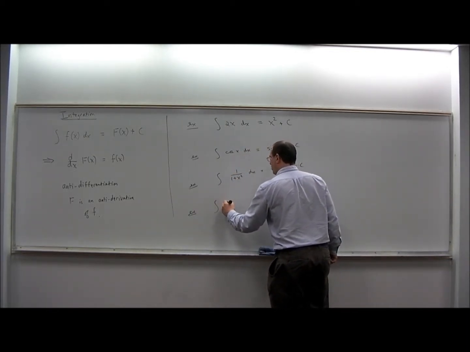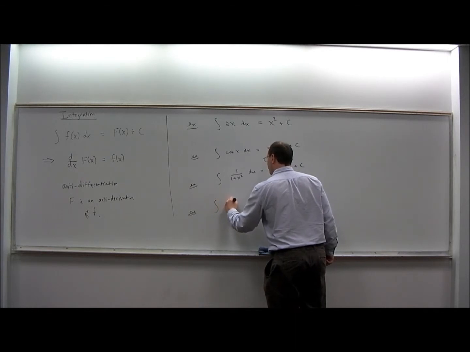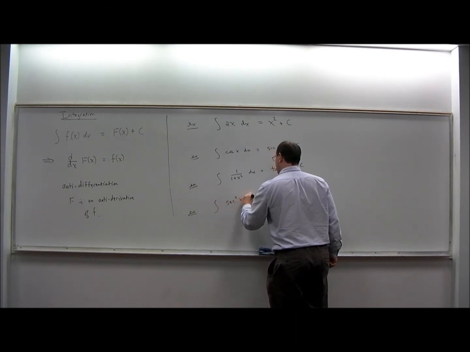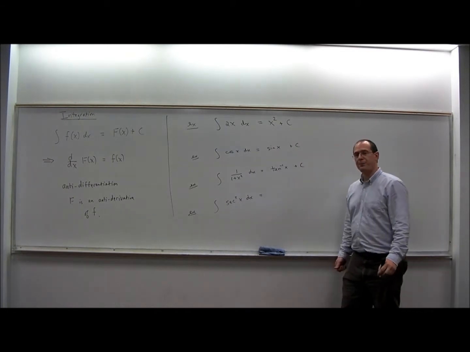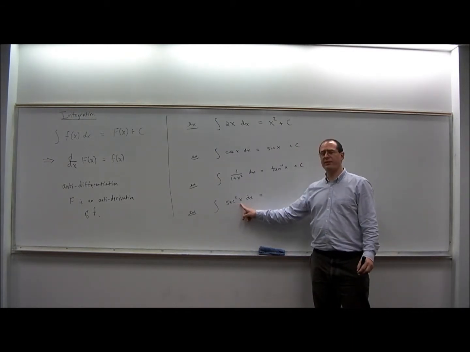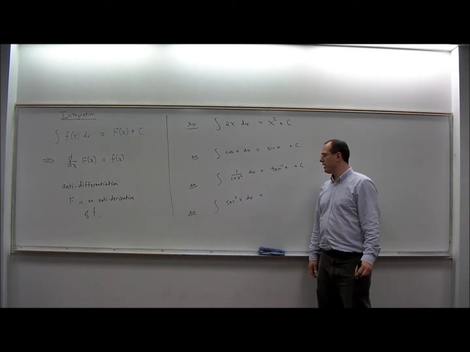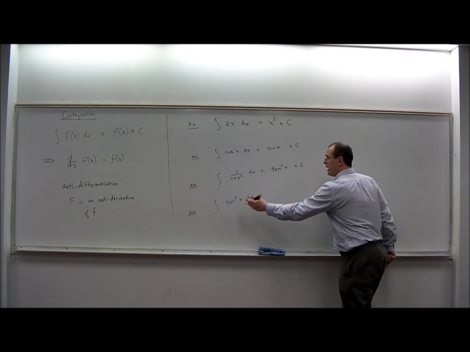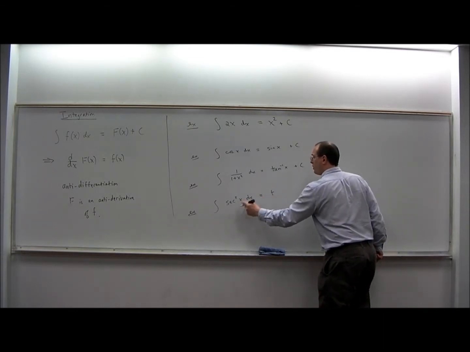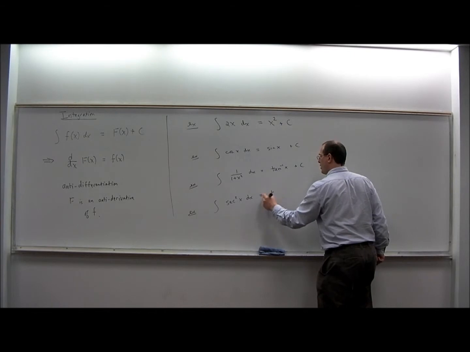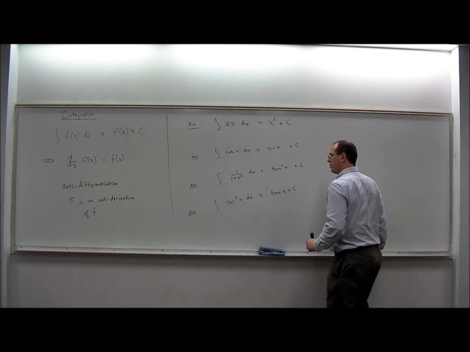How about the integral of secant squared x? Do you know a function whose derivative is secant squared? That would be the tangent. So the antiderivative of secant squared, or the integral of secant squared x dx, is tangent x plus c.